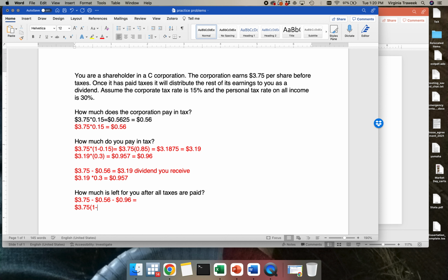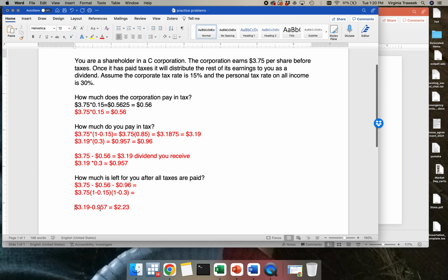So let me redo that as 1 minus 0.15 times 1 minus 0.3. So you will here get the same answer, and I'm just going to highlight this so you can see. So this would be your dividend minus the 96 cents, and you get to keep $2.23. I'm going to leave it to you to verify that these are the correct answers.